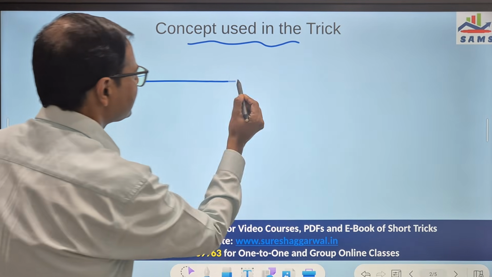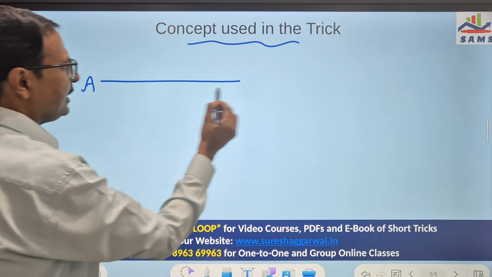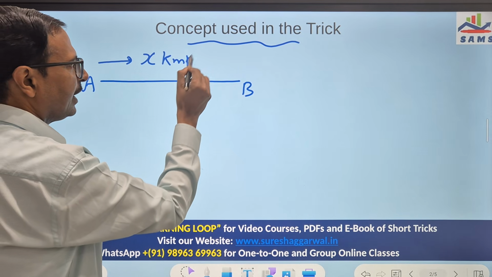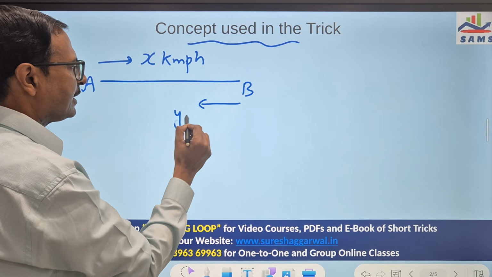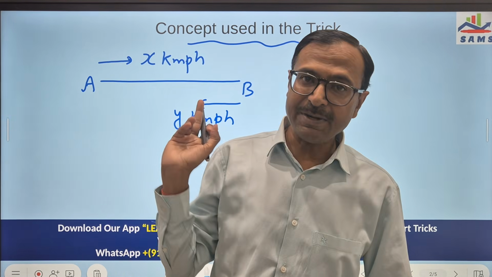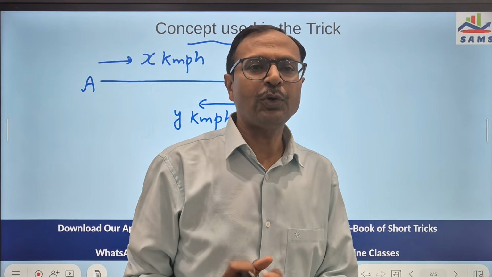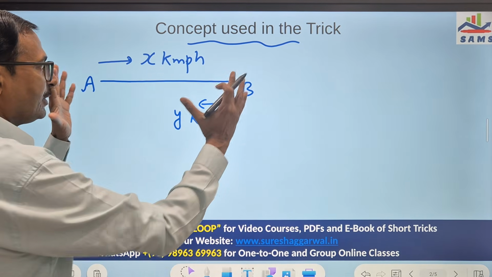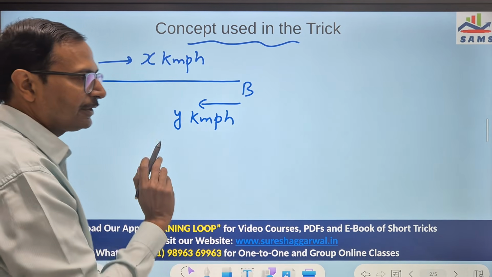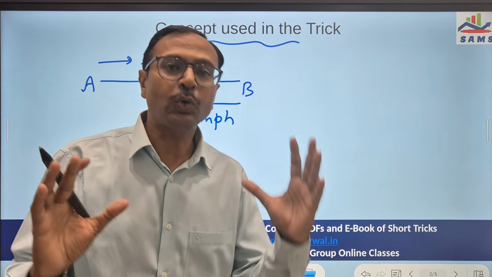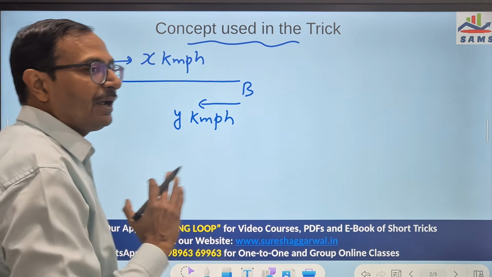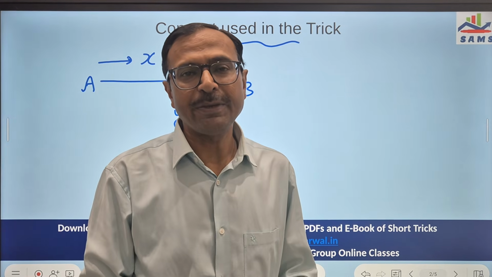Suppose there is this distance which is being covered from A to B, and while going there is this speed of x kilometer per hour, and while coming back the speed becomes y kilometer per hour. So two different speeds with which the same distance is covered. Now we want to know how much this distance is. So what all things will be given to us? X and y, the two speeds, will be known, and the total time taken to cover the distance while going and while coming will also be given in the question.